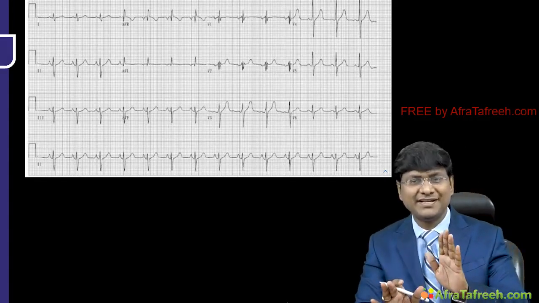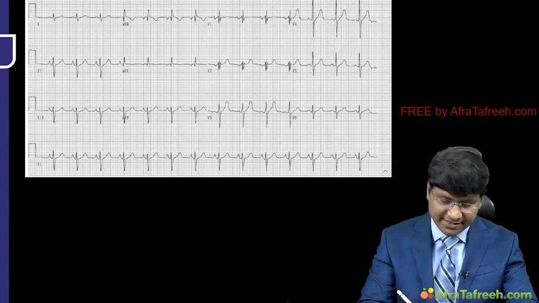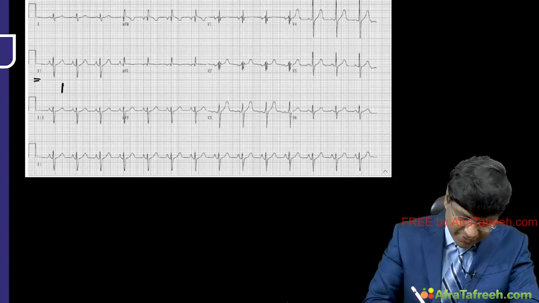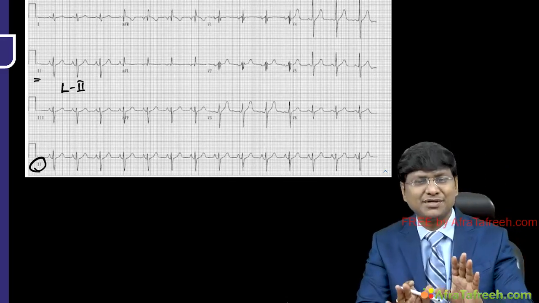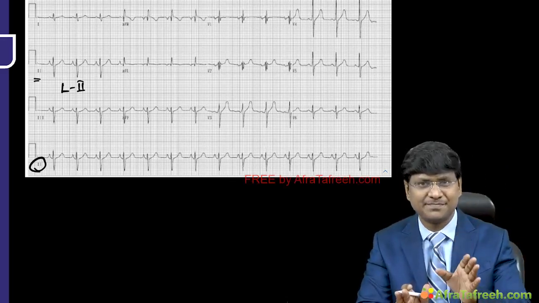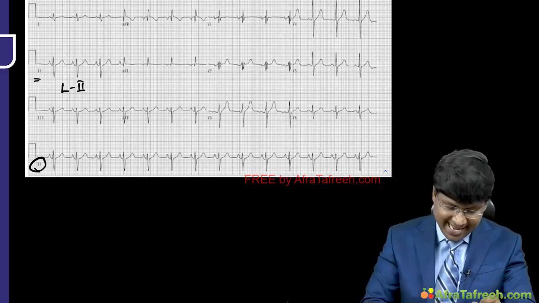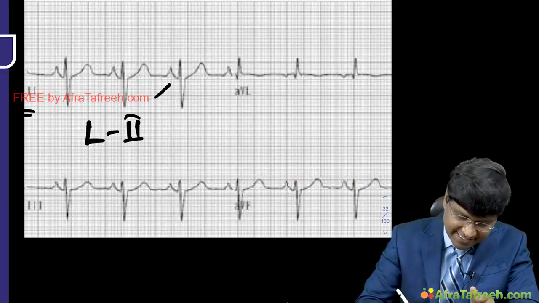So in which particular lead do you need to observe the P wave first? The P wave has to be observed first in lead 2. Lead 2 is considered as the rhythm strip. So in lead 2, you need to look for the P wave first. Then we will look for the P wave in other leads also. And if you take the P wave here, how is the P wave appearing to you?